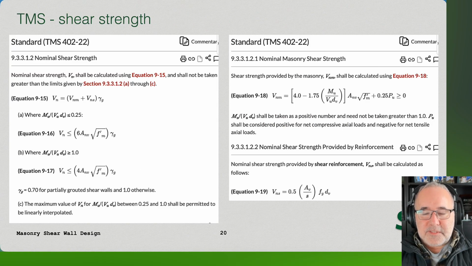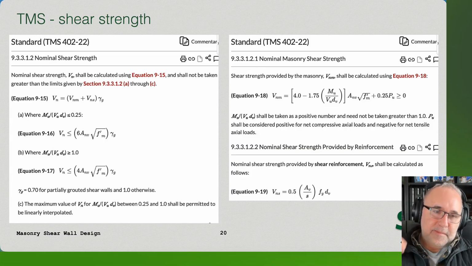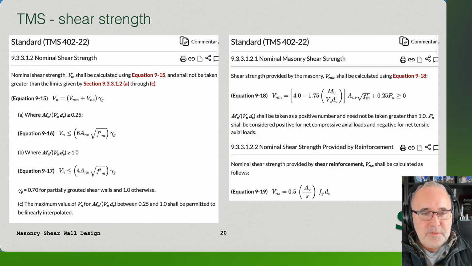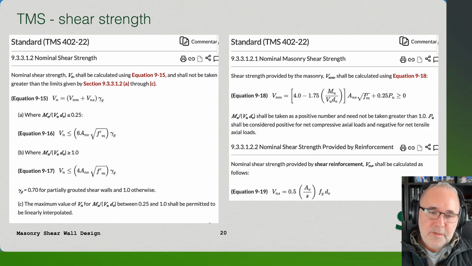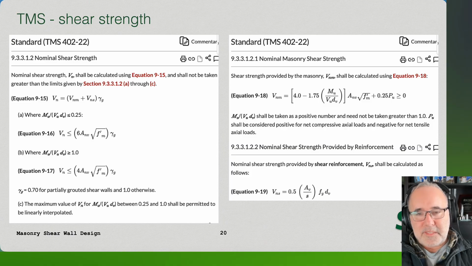We also have shear provisions that we need to look at for our shear walls. Obviously, we have shear capacity that's going to be comprised of both the masonry strength and the steel reinforcement strength. When we have our masonry shear walls, we can look at, again, the moment to shear ratio, moment divided by shear times the length of the wall. If it's less than 0.25, then we have a little bit higher capacity. If we have a higher moment to shear times length of wall ratio, then our capacity actually drops down. We could have some values in between there, and so we can linearly interpolate.